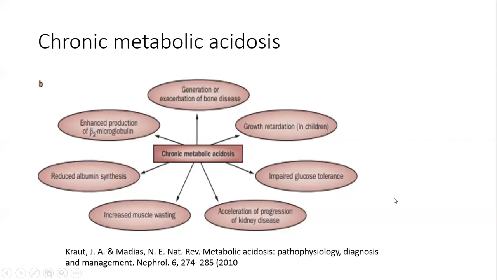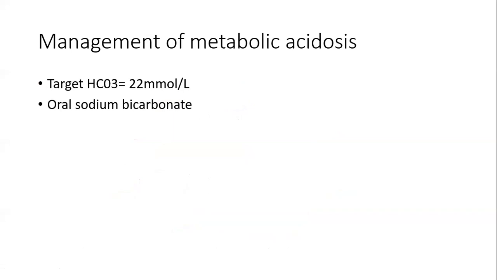So the tactic for the treatment of chronic metabolic acidosis is to have at least bicarbonate at 22 millimole per liter. Usually we give oral sodium bicarbonate.